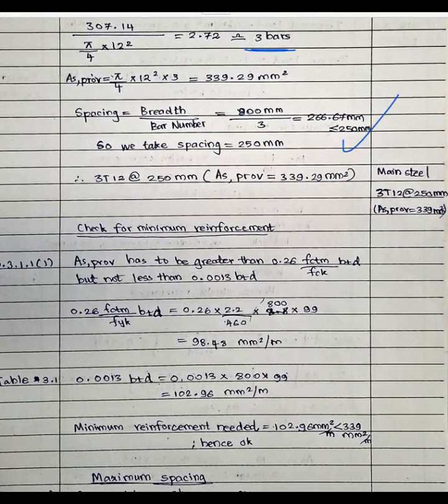So we can tell the bar diameter is 12 millimeter, and the spacing of the bars in the main bar direction is 250. This is the T12 bar. So 3T12 bars at 250 millimeter spacing is the main bar in the staircase. So we decided the main bar dimensions and the main bar numbers.